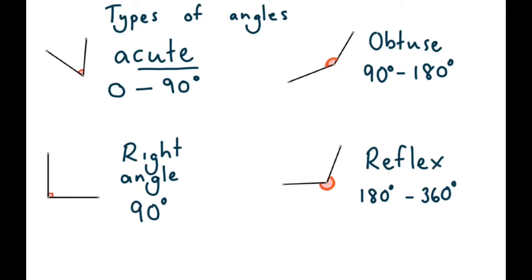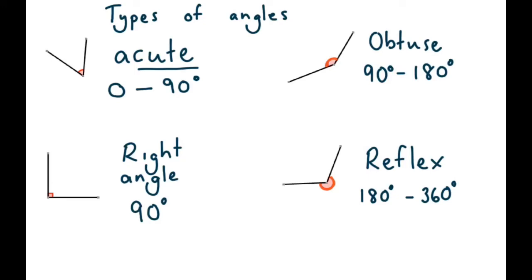Make a note of these. Now, an acute angle, baby cute angle, is between 0 and 90 degrees. A right angle is always 90 degrees, an obtuse angle is 90 to 180 degrees, and a reflex angle is 180 degrees to 360 degrees.